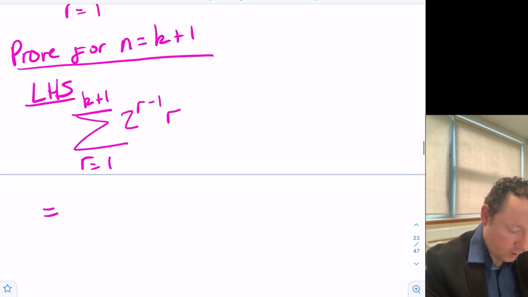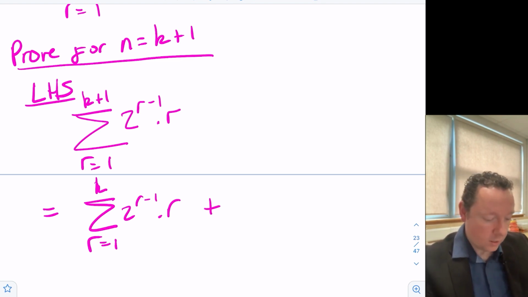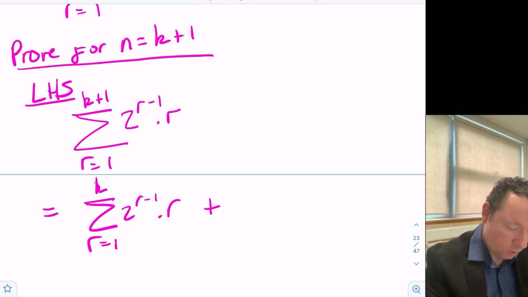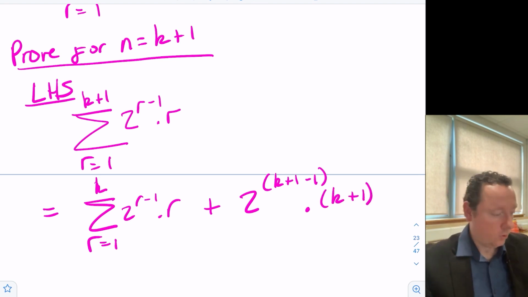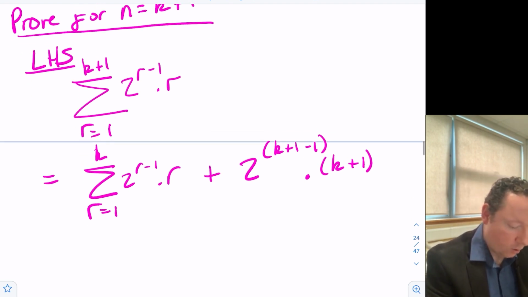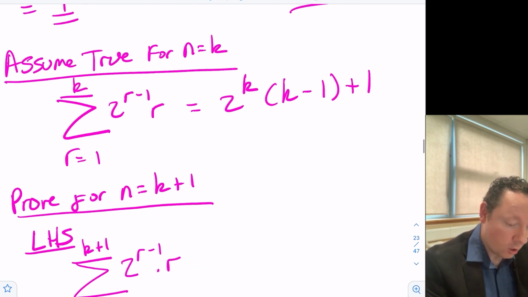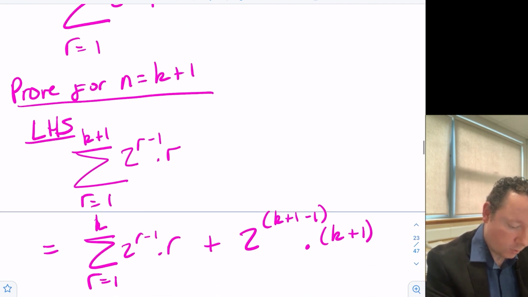It equals the sum from r equals 1 to k of 2 to the r minus 1 times r, plus the k plus 1th term. Well, what is the k plus 1th term? It's going to be 2 to the k plus 1 minus 1 times k plus 1, because that's when r is k plus 1. So then we'll just tidy that up. We already know the sum from r equals 1 to k of 2 to the r minus 1 times r, because we said it was true for n equal to k, so we can sub in this right-hand side. So that gives us 2 to the k minus 1, plus 1.